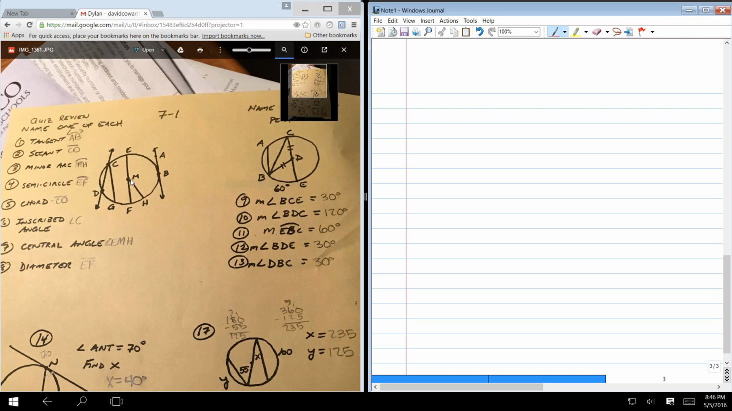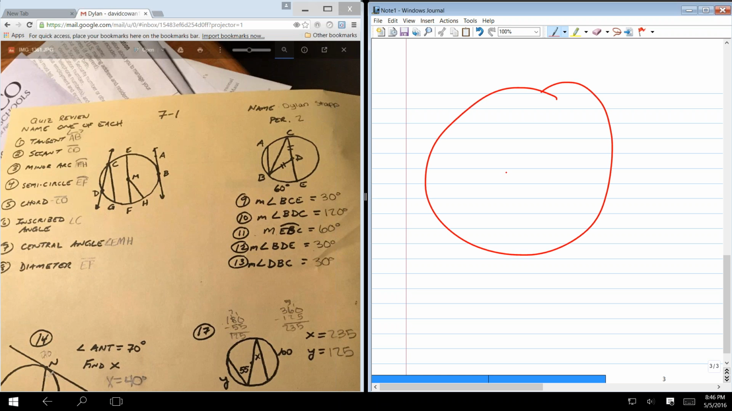The vertex is at the center. So would it be CDG then? There you go. The vertex of CDG is on the circumference, with both rays of the angle intersecting with the circumference. In other words, I'm not sure that this would necessarily count as an inscribed angle. It has to go all the way.